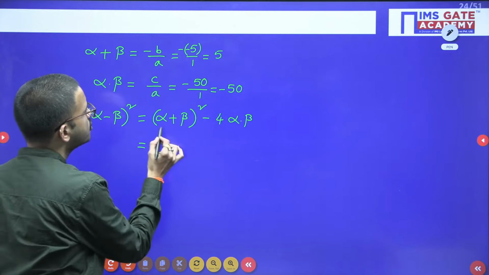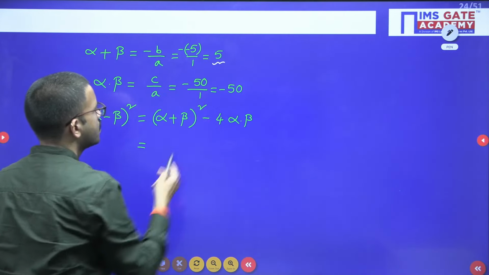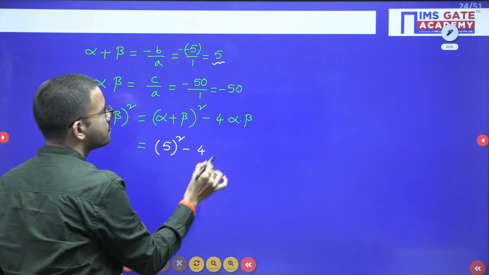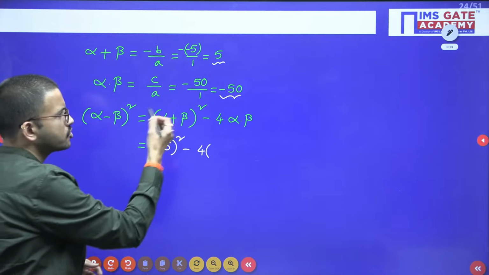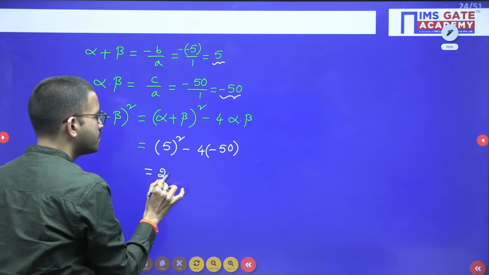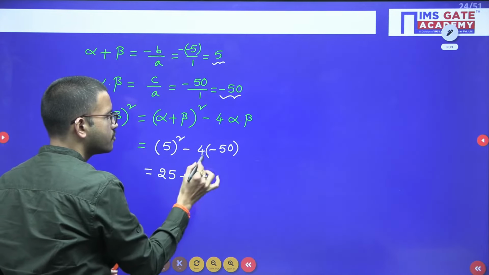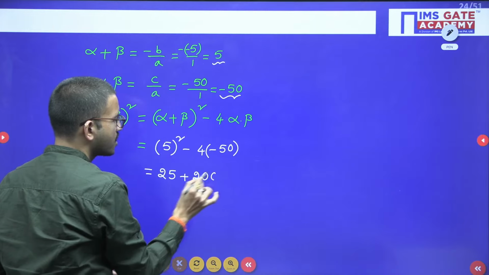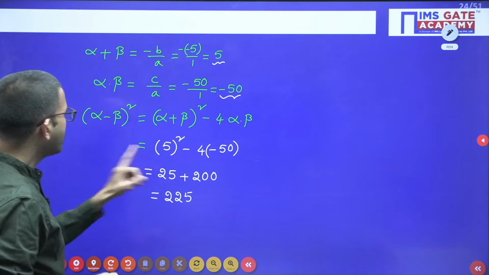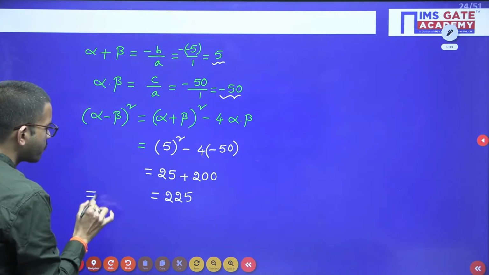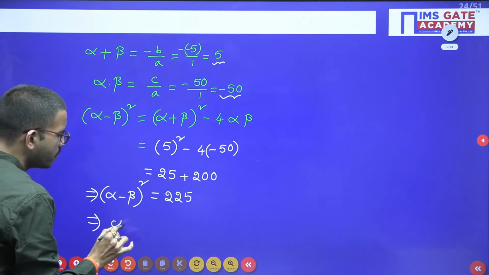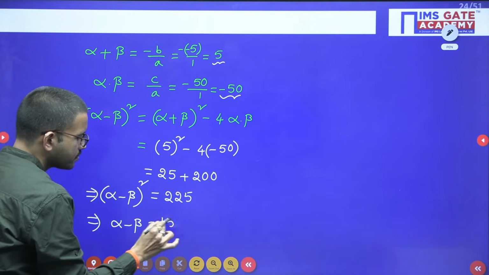Now you can substitute alpha plus beta as 5. So here you substitute 5 square minus 4 into alpha into beta, which according to the given question is minus 50. Now 5 square is 25, minus into minus is plus, 4 times 50 is 200. That means you are going to get 225. Alpha minus beta whole square is 225. So from here you can write alpha minus beta equals 15.